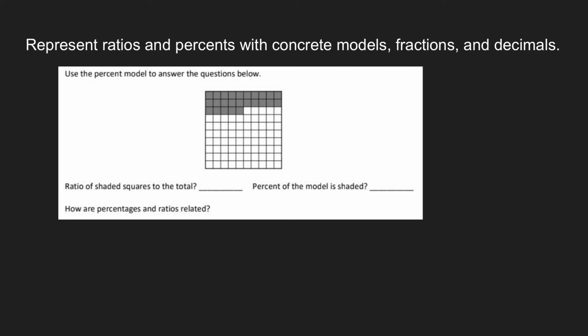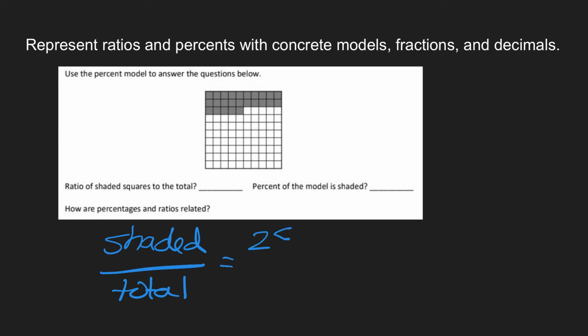Use the percent model to answer the questions below. Ratio of shaded squares to total. Okay, so shaded to total. I'm going to assume this is a hundreds grid, but we should probably check. 1, 2, 3, 4, 5, 6, 7, 8, 9, 10. So yes, hundreds grid. Looks like 25 are shaded out of 100.